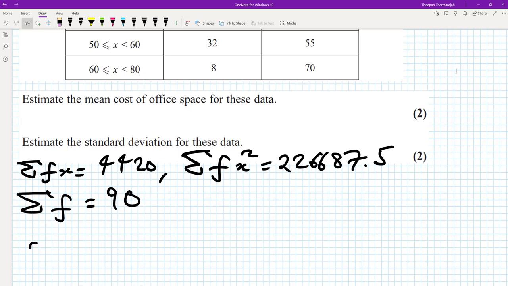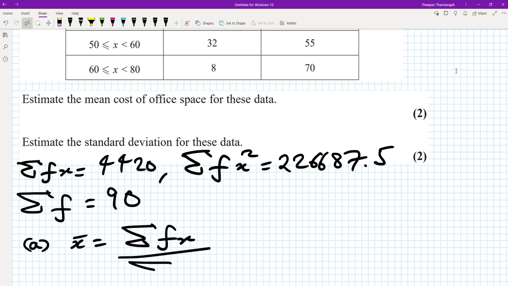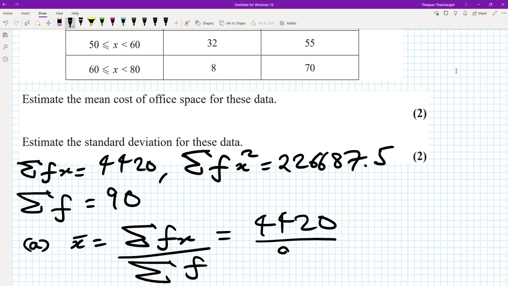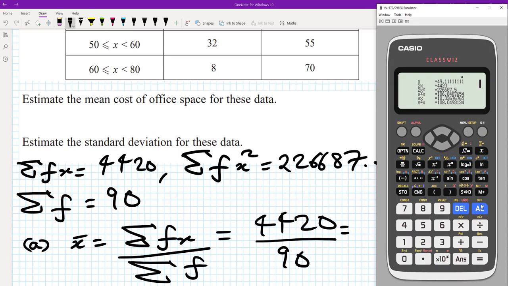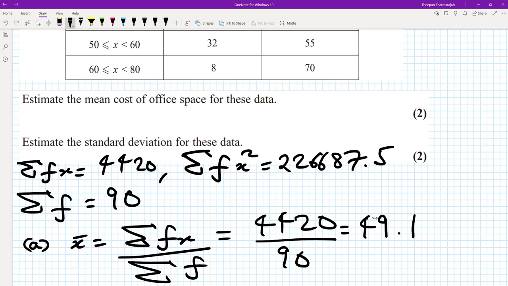Now we can proceed. The formula for the mean is x bar equals the sum of fx over the sum of f. In our case, it's going to be 4420 divided by 90. This time we're going to round it to 3 significant figures, because most mark schemes use 3 significant figures. So 4420 divided by 90 gives me 49.1. Remember, we must use the true value in the standard deviation calculation.